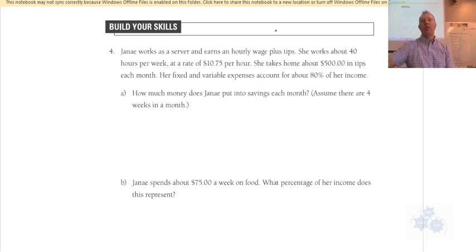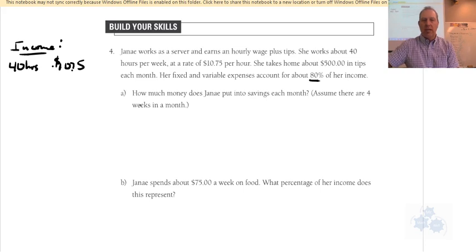She works about 40 hours a week, okay? So 40 hours per week at a rate of $10.75 per hour. So income, you can already start writing some stuff down here. 40 hours per week, 40 hours times $10.75 an hour. This is going to be per week. She takes home about $500 in tips each month. Her fixed and variable expenses account for 80% of her income.